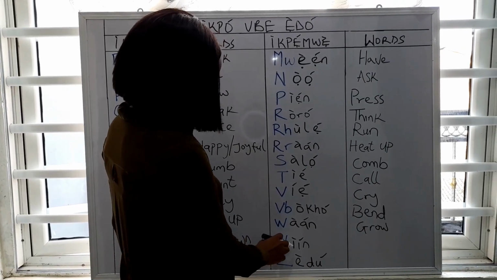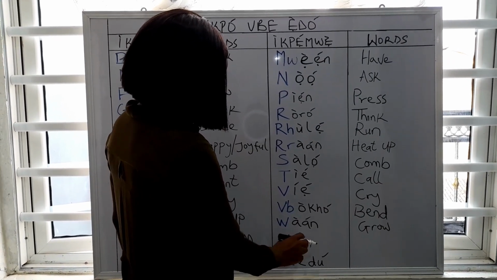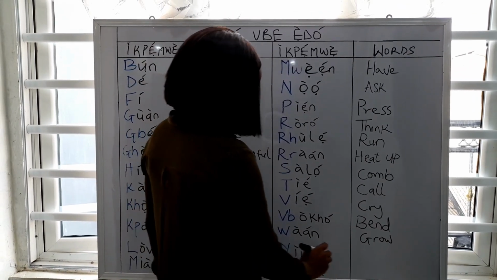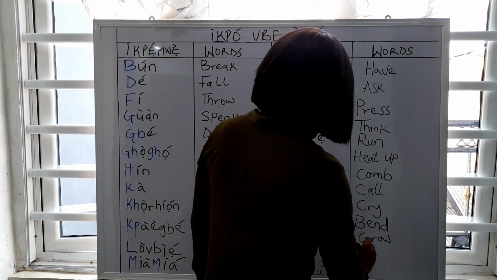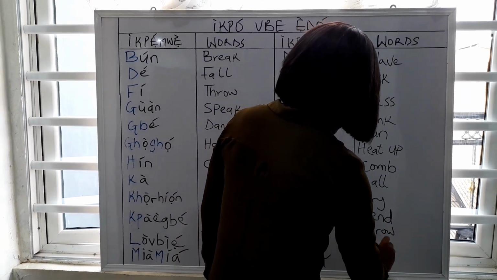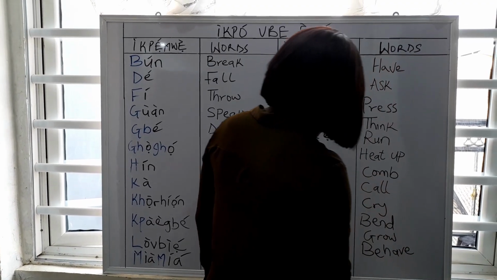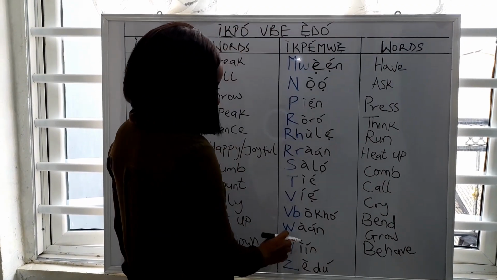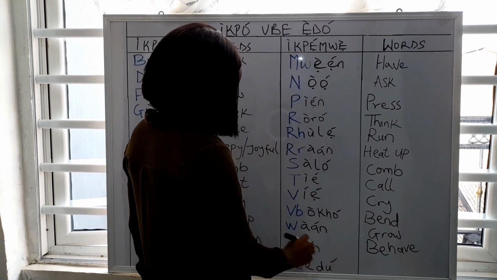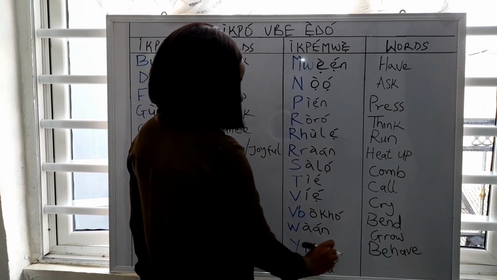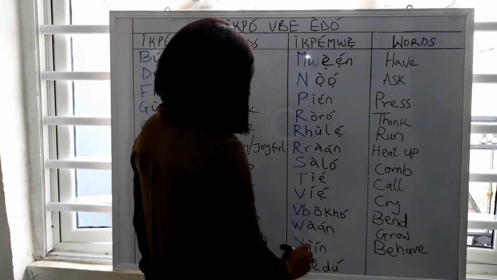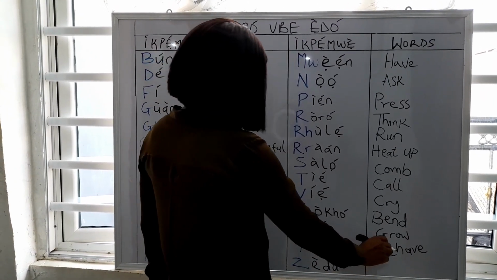We have ni. Ni is to behave. How you behave, your character. Awe unimo, his character is not good. Unime was gotten from the verb ni, to behave. So ni is behave. Unime, behavior or character.